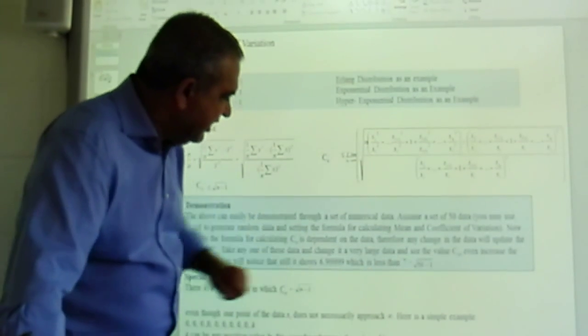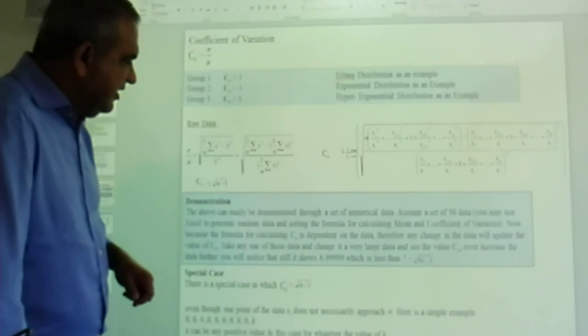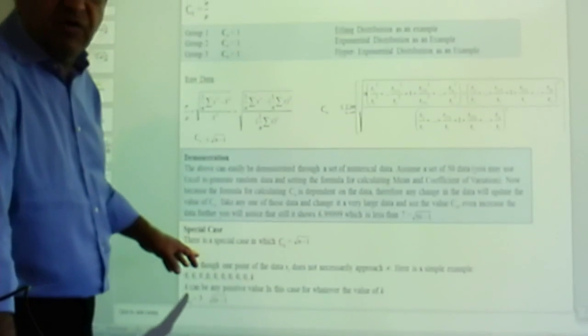That's why maybe you don't get exactly 7. So it means it always remains at 6.99. There is a special case here of interest.